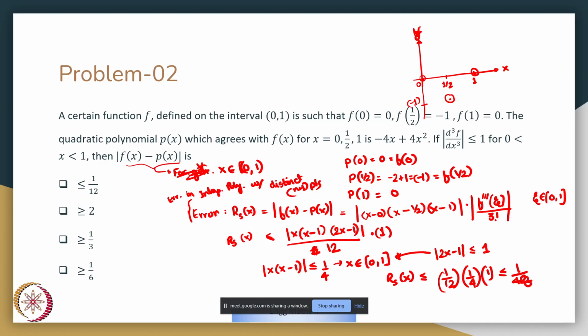So in our options, 1 by 48. If Rs is less or equal to 1 by 48, it automatically means that it is less or equal to 1 by 12, which is option number A.